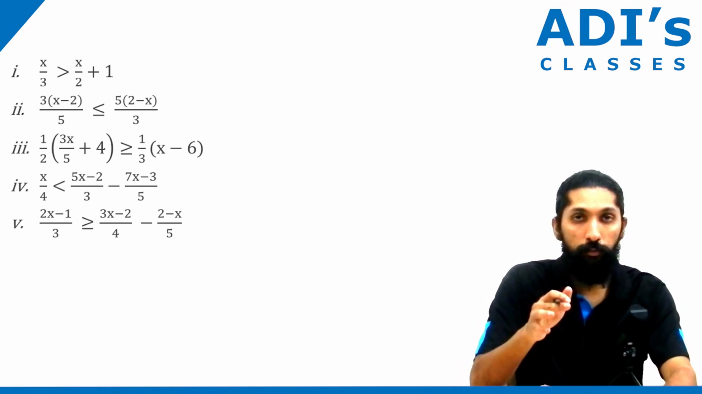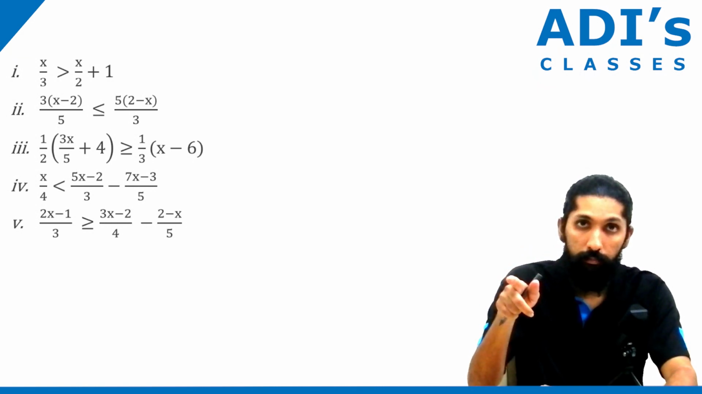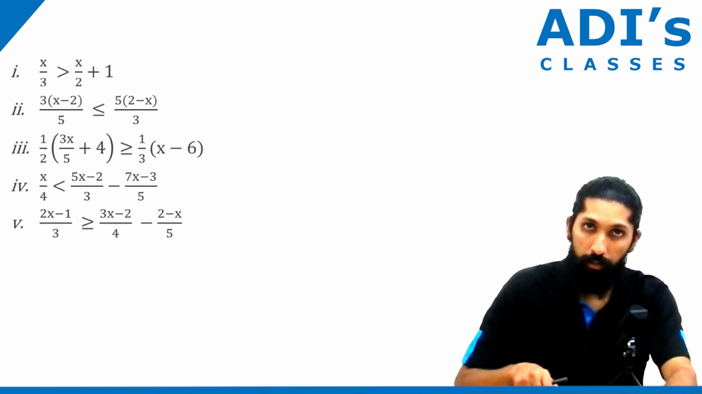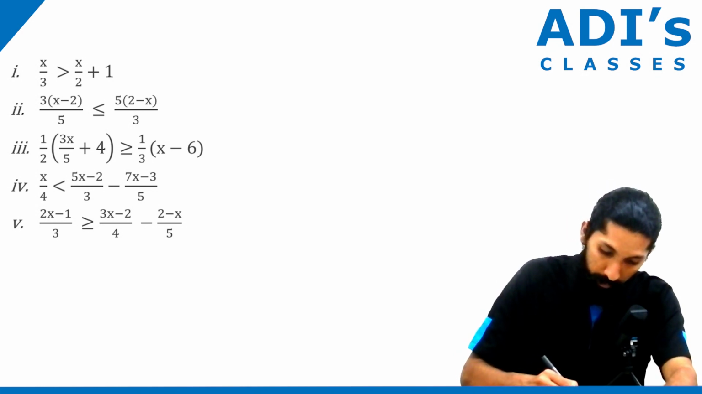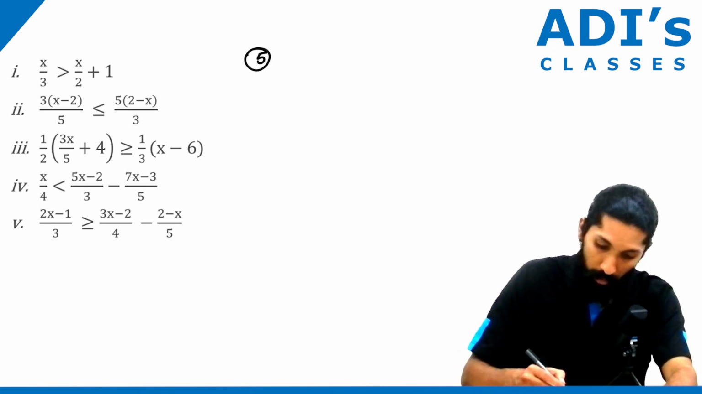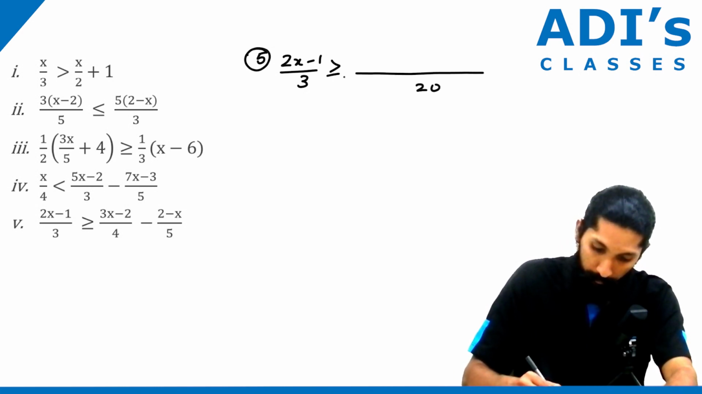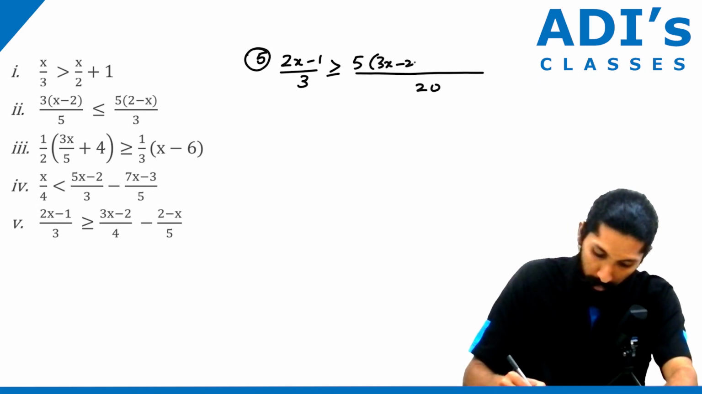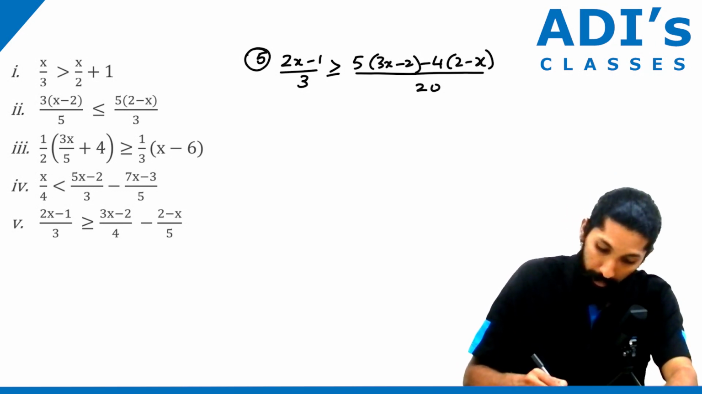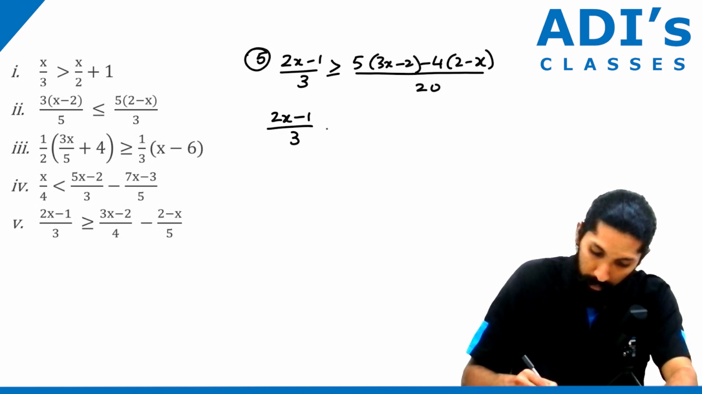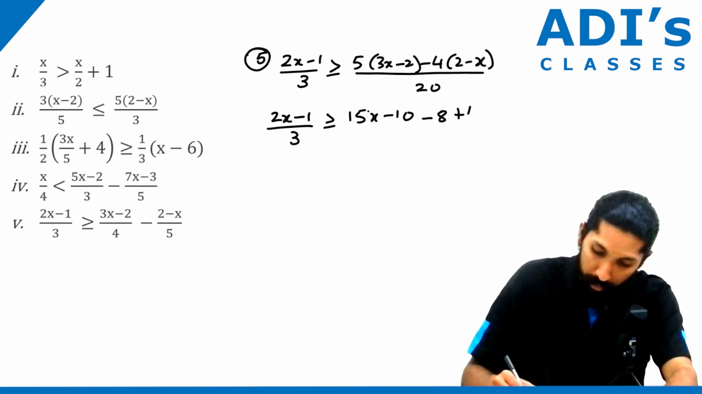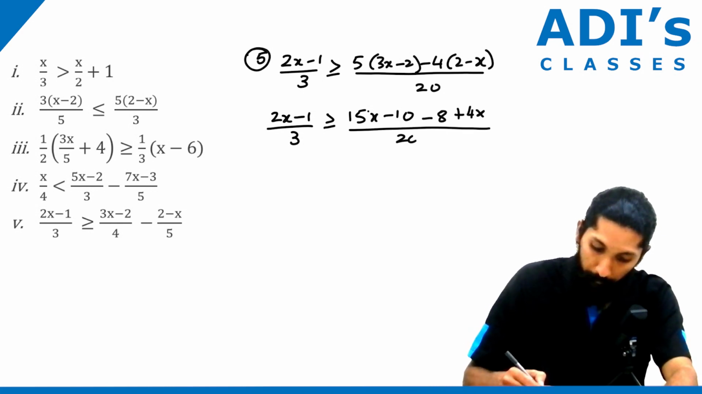The fifth one is very similar to the fourth one. On the right hand side, take the LCM between the two values, that is 4 and 5, and then you can do it, correct? So for the fifth one, on the LHS keep it as it is. We are not touching the LHS part. The RHS LCM is 20. 5 times (3x minus 2) minus 4 times (2 minus x). Fair enough? Next, (2x minus 1) divided by 3 greater than or equal to (15x minus 10 minus 8 plus 4x) whole divided by 20.